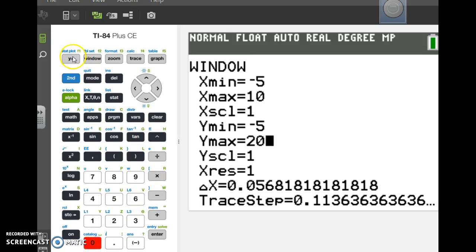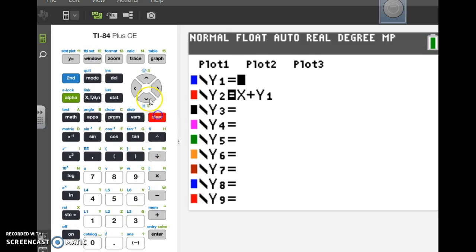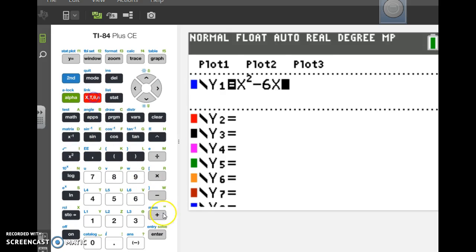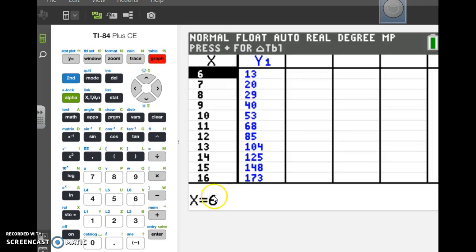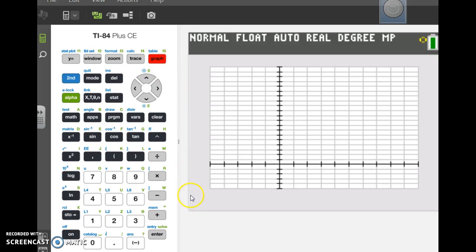Then I need to go to my y equals and enter the equation. Let me clear this out. We have x squared minus 6x plus 13. There's my equation. I've set my window, so let's look at what the graph looks like. Oh, that's a table, sorry. Here's the graph.